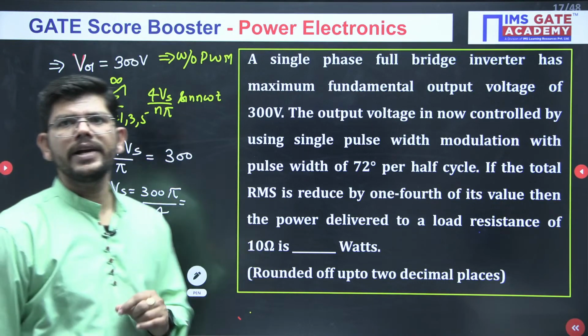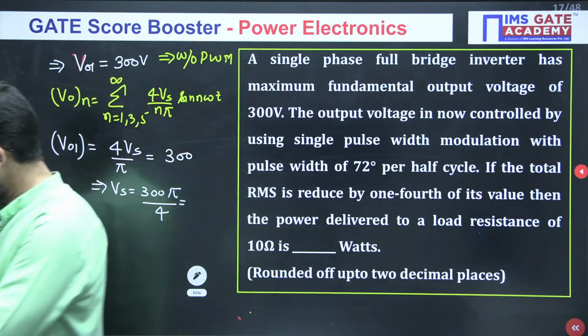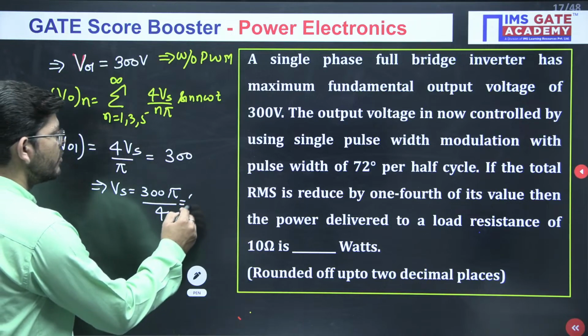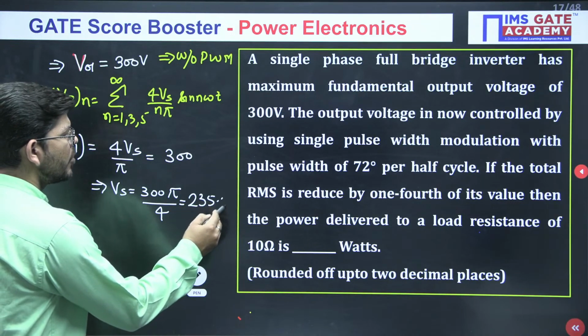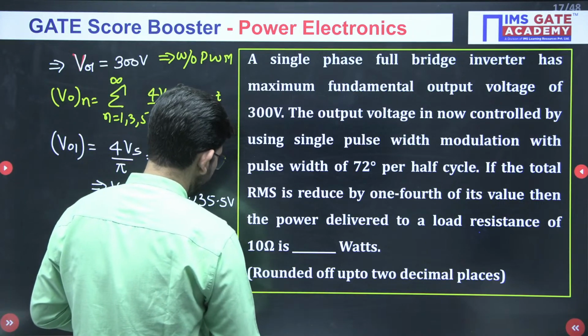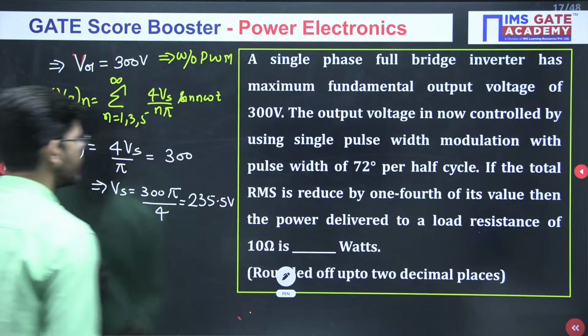So when you solve it, what value of Vs are you getting? You will get 235.5 volt. This will be the value of Vs. So from the given data we have calculated Vs.